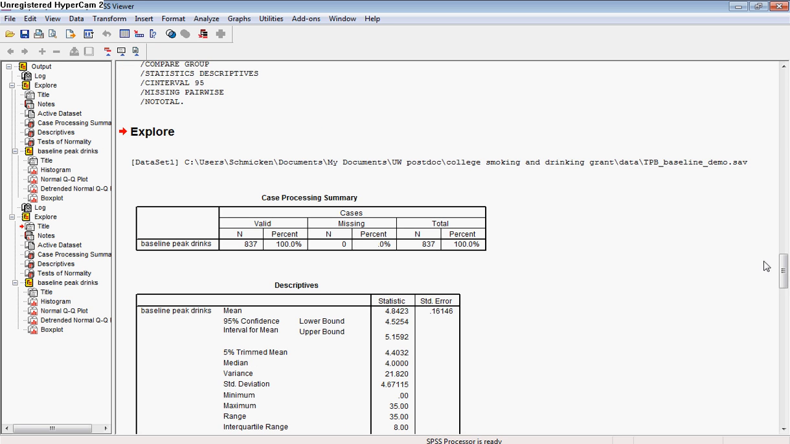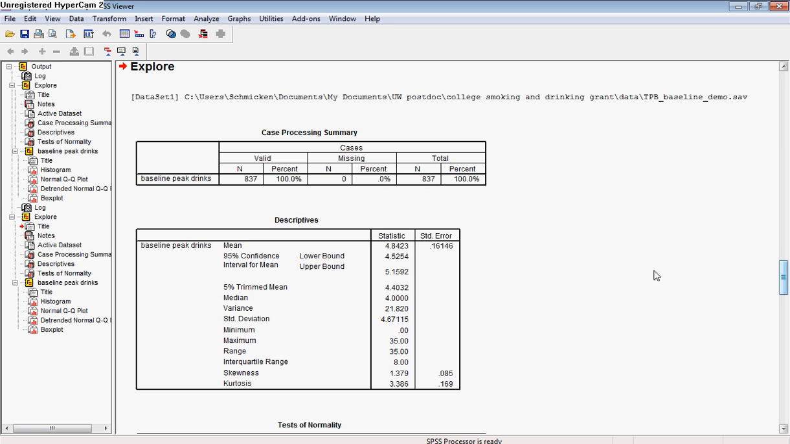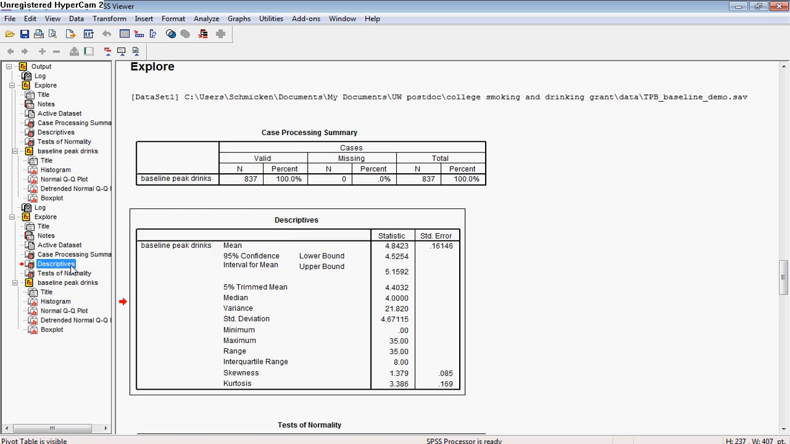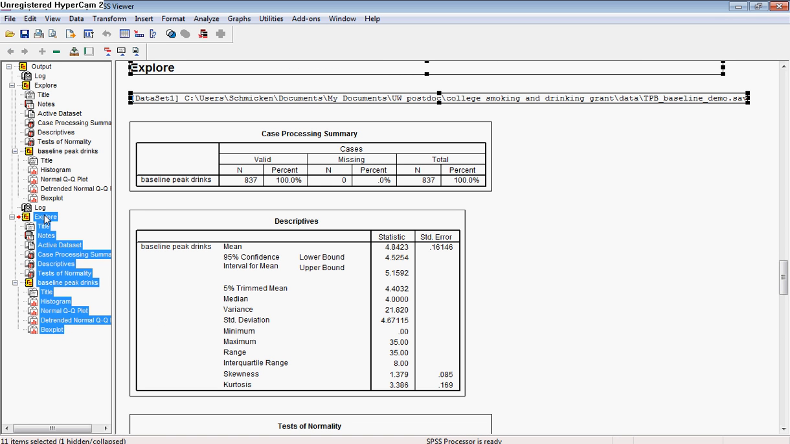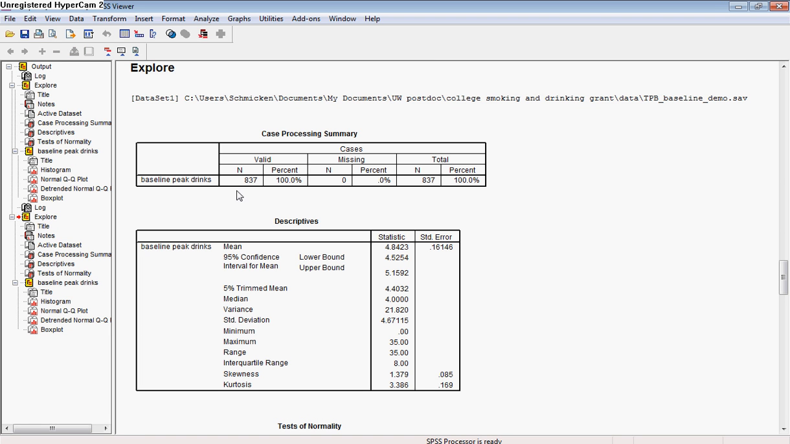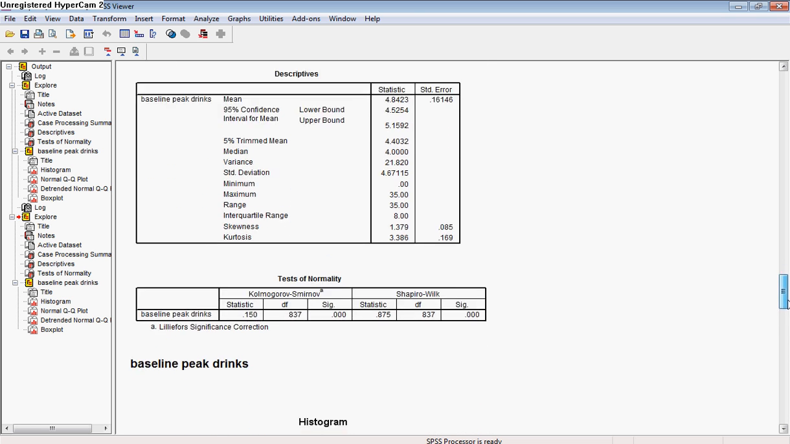And at this point, we get some exploratory data analyses. You can shift around within that by clicking on the sidebar here to indicate what part you want to look at. We'll start up at the top. First of all, we see with the case processing summary, all 837 cases provided data for the analysis, so we had no missing cases here. So that's a good first sign about this data set.